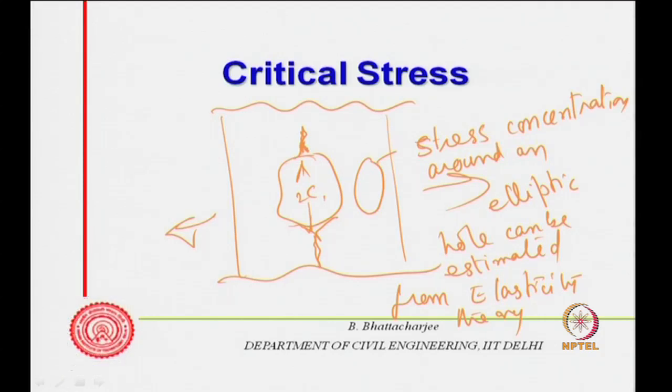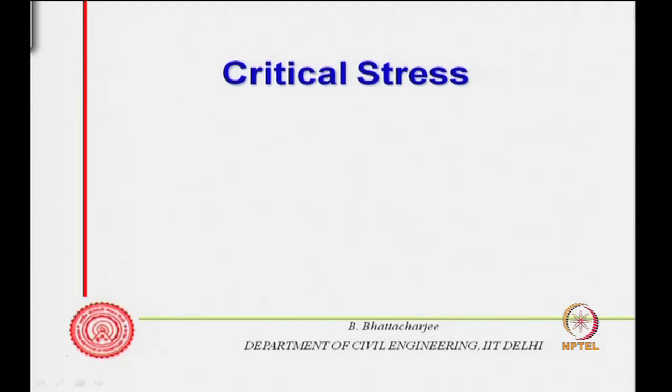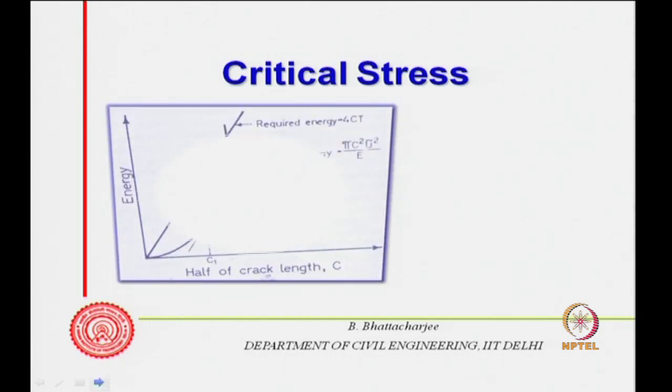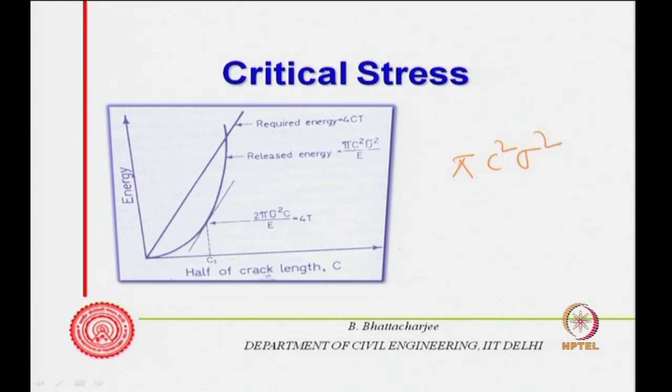So, critical stress is that stress at which the fracture will propagate spontaneously. So, that was the idea. This is the released energy, pi c square sigma square, where half crack length is c in this particular case, and 4 c t is the fracture energy, because t is the surface energy and thickness is taken as unity.